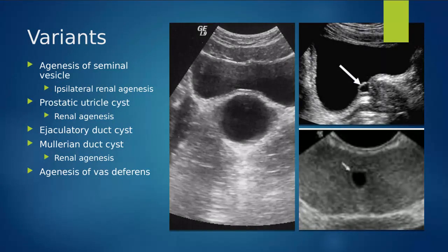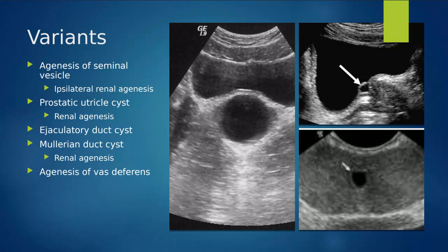So we have some images on the right side. Now our image on the left and the image on the top right, these are both transabdominal images, and they are both showing these cystic-like structures. Now, we can't really evaluate the agenesis of the seminal vesicle or the agenesis of the vas deferens, but we can see these specific ductal cysts.